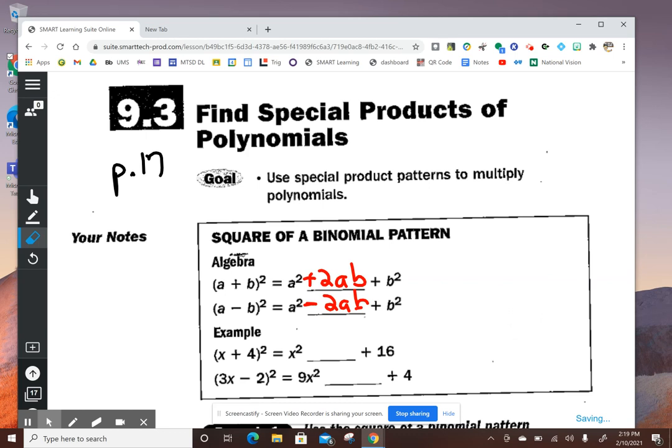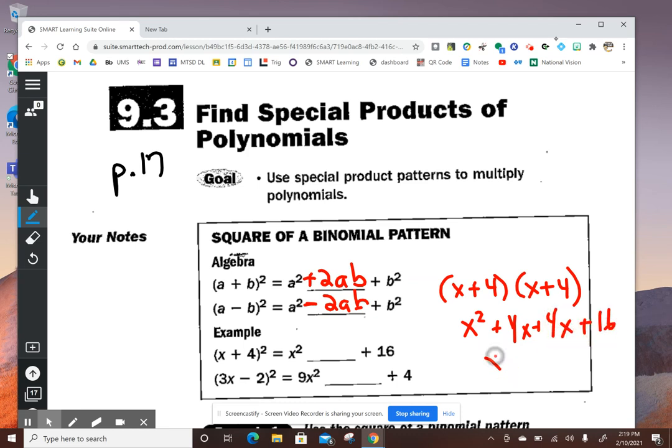So now let's look at the example. This is x plus 4 squared. So normally you would just do x plus 4 times x plus 4. And there's nothing wrong with actually FOILing it. X squared plus 4x plus 4x plus 16. So you get x squared plus 8x plus 16.